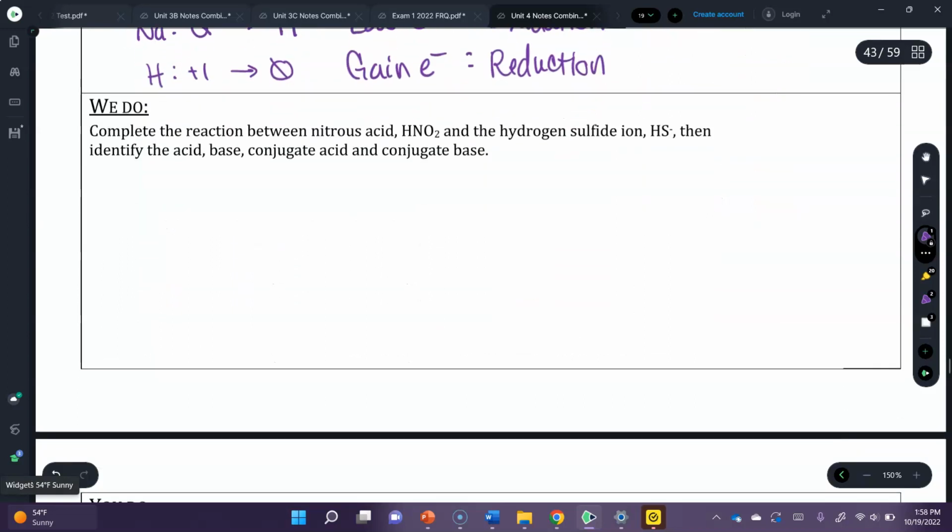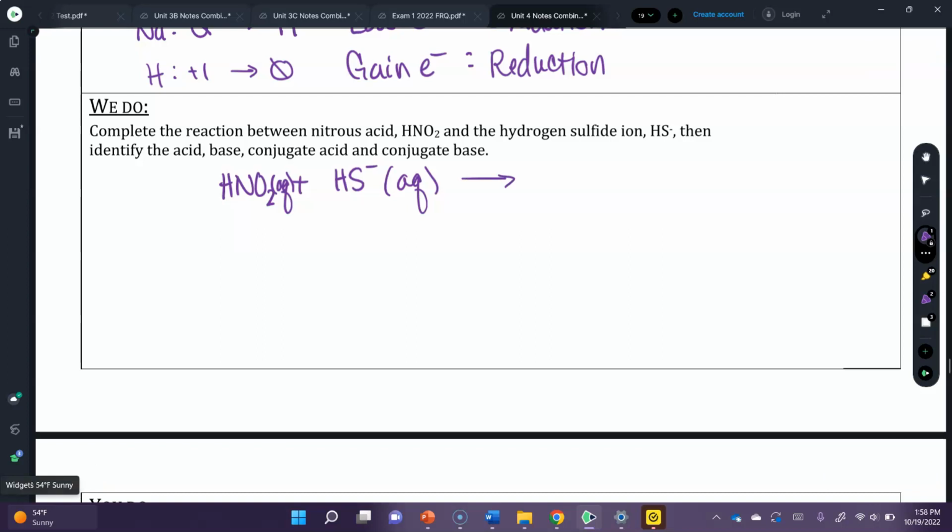Okay, so now we're going to look at this. We complete the reaction between nitrous acid, HNO2, and the hydrogen sulfide ion. Then identify the acid, base, conjugate acid, and conjugate base. So HNO2 plus HS, and we can assume that these are aqueous because they're saying acid, and this is an ion, it must be aqueous. And then we have to finish something.